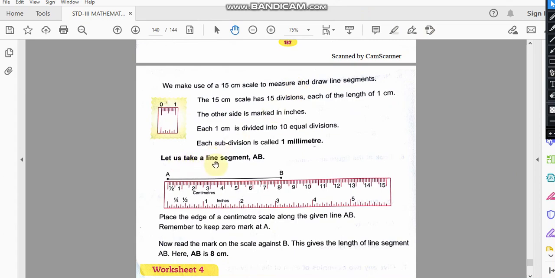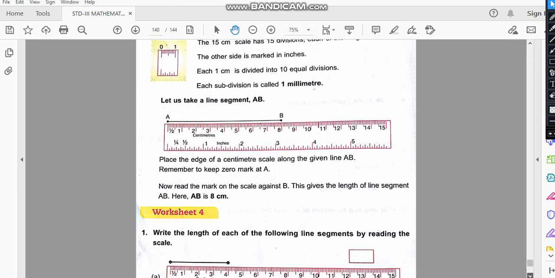Now let us take a line segment AB. Place the edge of centimeter scale along the given line AB. Remember to keep 0 mark at A. So whenever you have to measure any line segment, place this 0 mark over the first end point. Now read the mark on the scale against B. So till where we find B? 8. So this gives the length of the line segment AB. Here AB is 8 centimeter.